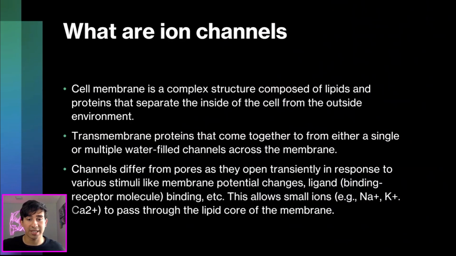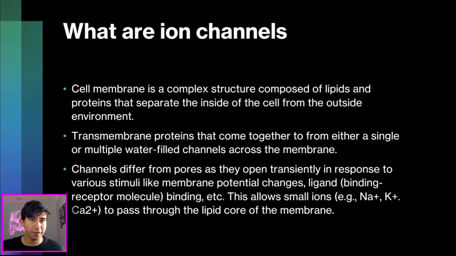Ion channels differ from pores as they open up transiently in response to various stimuli like membrane potential changes, ligand binding, and more. So there are different types of ion channels, and they have different structures, which means they respond to different stimuli. Some of those stimuli will be membrane potential changes, and others would be ligand binding. A ligand is just the binding receptor molecule. This is going to allow small ions like sodium, potassium, and calcium to pass through the lipid core of the membrane. This is also known as diffusion.